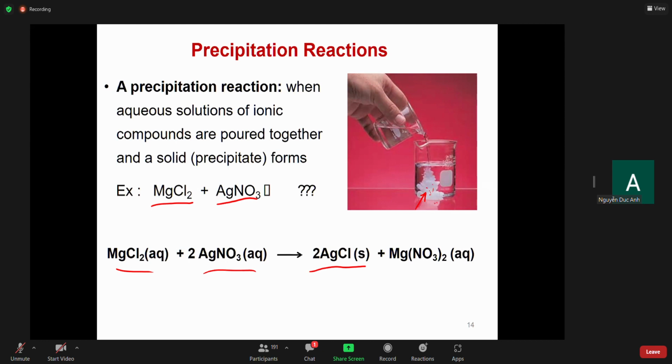Okay, it can be sodium chloride, it can be barium sulfate. Okay, very famous in high school.